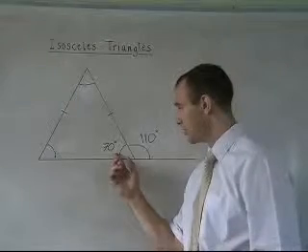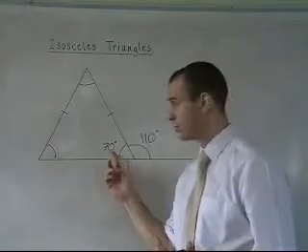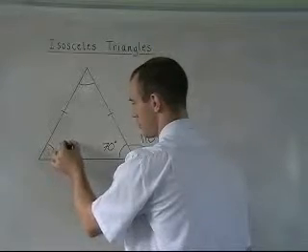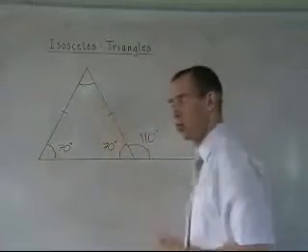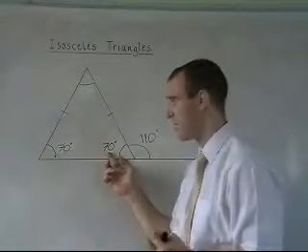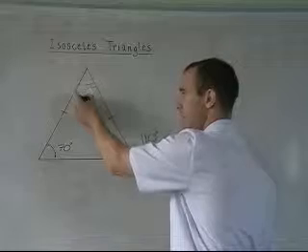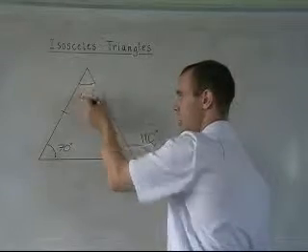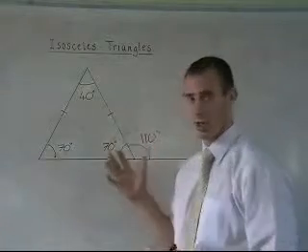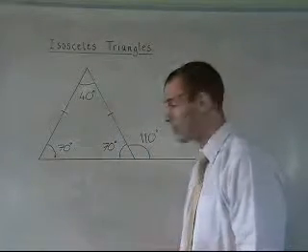If that one's 70 degrees, then because it's an isosceles triangle, this one must be 70 degrees. And to work out the top one, we add those two together, 140, and take away from 180 again, which gives us 40 degrees.